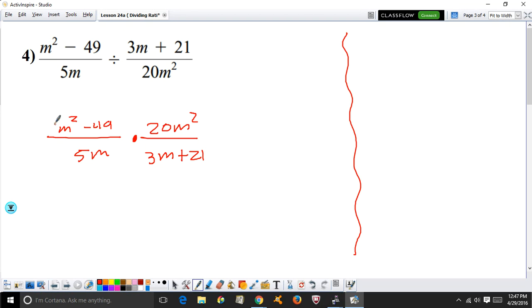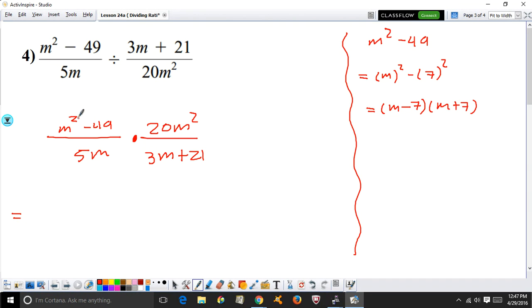So now let's look. Can I factor out the top? Well, let's see. Can I factor out m squared minus 49? I can see that this is a difference of squares, where this is the same as m squared minus 7 to the second. 7 to the second, that's 49. So I can rewrite 49 as 7 to the second. And according to my rule of perfect squares, I can rewrite that as m plus 7 and m minus 7. So let's rewrite that. M squared minus 49, that's the same as m minus 7 times m plus 7. Okay, so we have that.